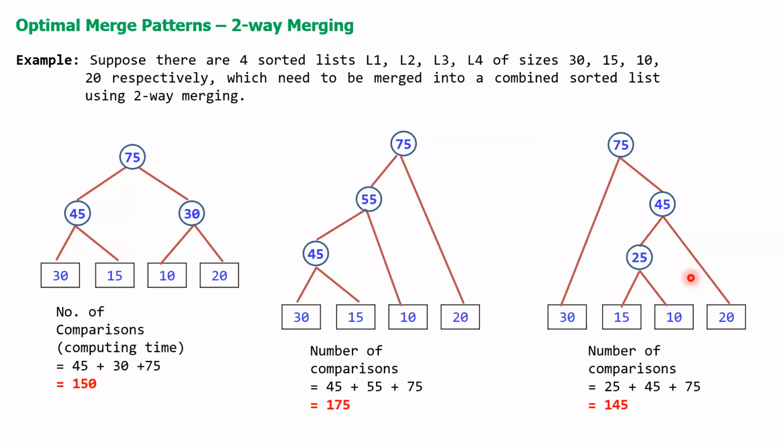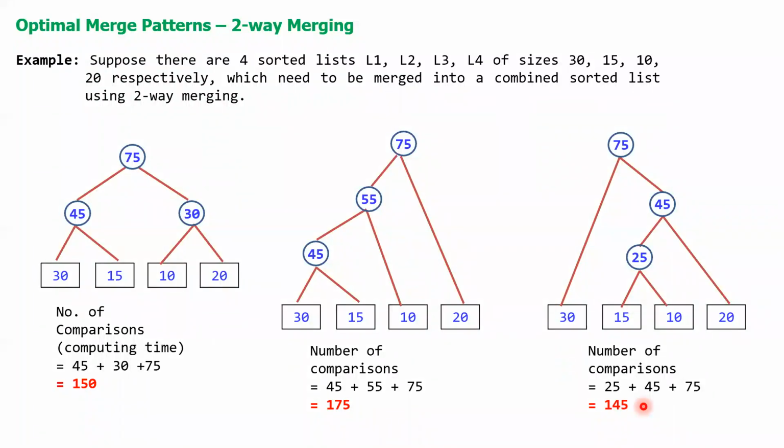Now I have another merge pattern here. I'm first merging L2 and L3. The result is further merged with L4. Then this result is again merged with L1. So first L2 and L3 are merged, then L4, then L1. This is another merge pattern with the time complexity of 145.